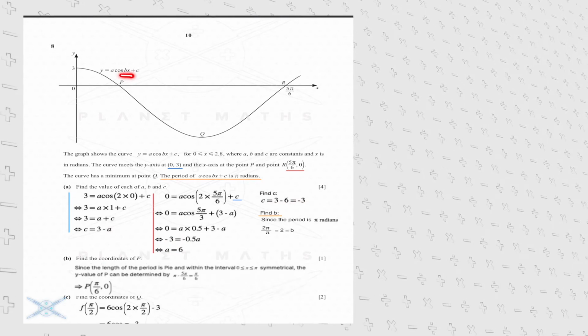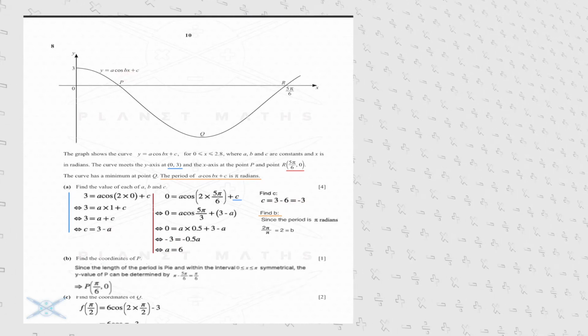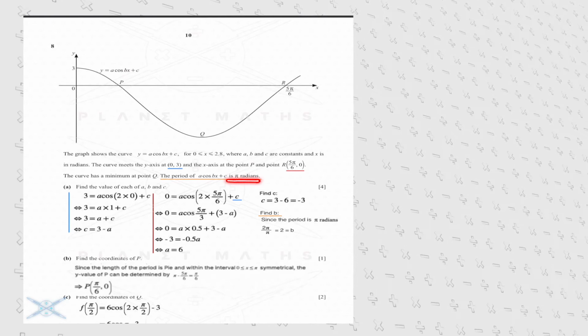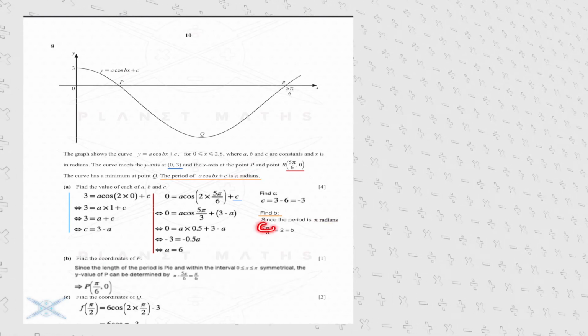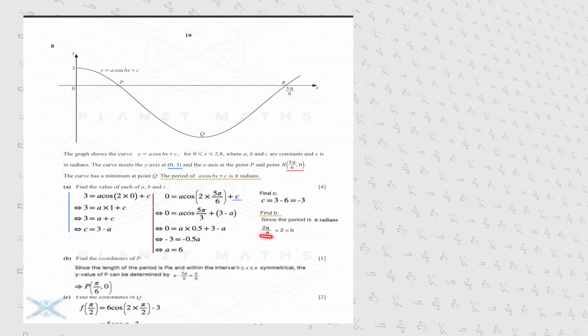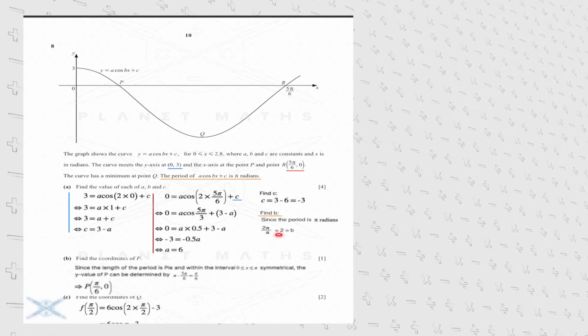As for the value of b, this can be easily determined since we know that the period of our trigonometric function is pi radians. Thus we divide 2 pi by pi as per the formula provided, and can conclude that the value for b is 2.